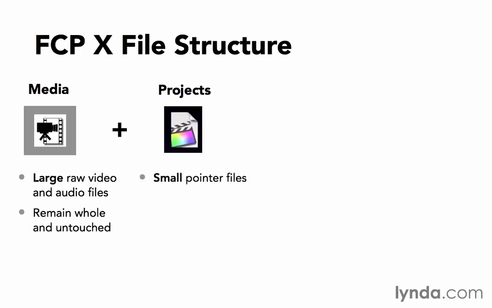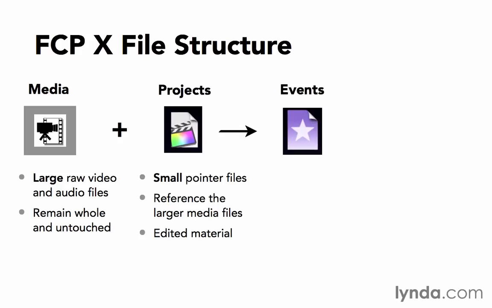Now, project files are much smaller files, and they essentially point to the larger media files. Project files are the files you actually edit with, allowing you to combine your video, your images, your audio, and other types of media together into sequences. So both the media and the projects work together to make editing possible. As of Final Cut Pro 10.1, both media and projects live in what is called an event. Events house your media and projects.